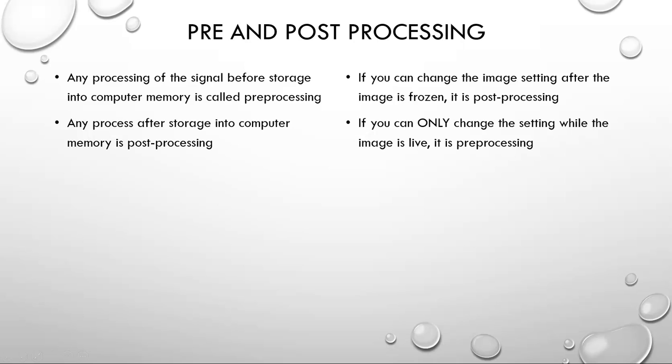Let's talk about pre and post processing. There used to be a lot of things on the exam that talked about pre and post processing, and pre-processing was anything that was done to the signal before the scan converter, and post-processing was anything done to the signal after the scan converter. Today it's a lot different. Pre-processing just simply means anything that has to be done while you're still scanning. And post-processing is anything you can do after the image is frozen. So if you can only change the setting while the image is live, it's pre-processing. If you can change it while the image is frozen, it's post-processing.